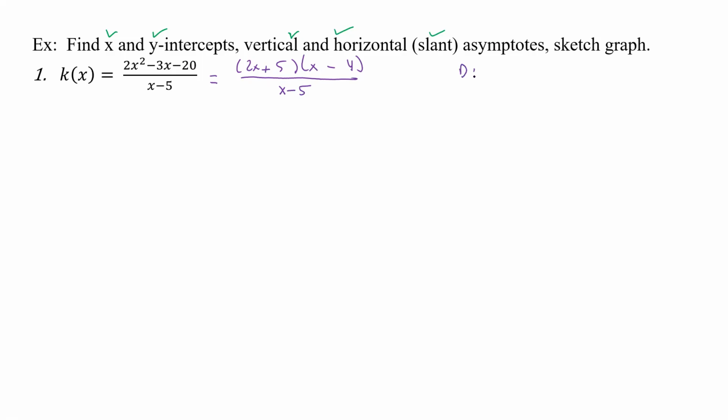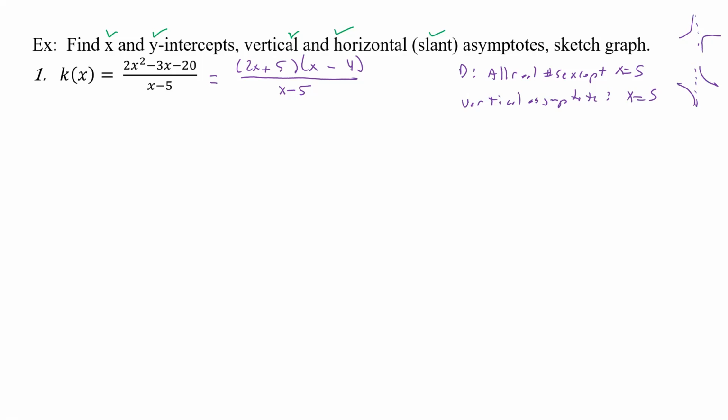All right. So our domain is going to be all reals except x equals 5. So that means our vertical asymptote is x equals 5, which is going to have a multiplicity of 1. And with multiplicity of 1, we'll have that asymptote. So we'll have something like that or something like that. Okay.